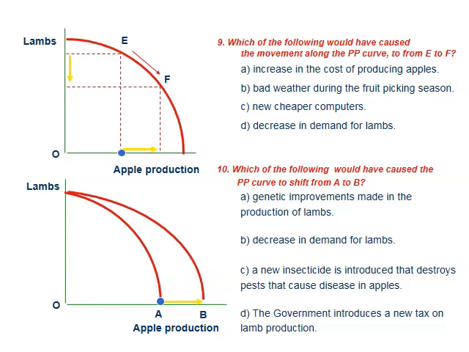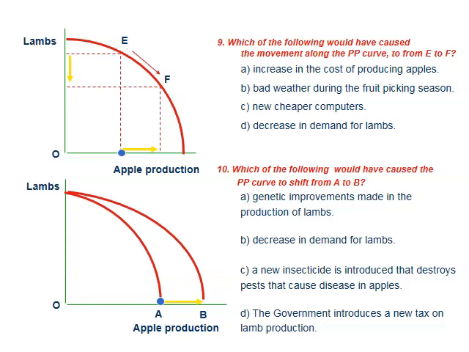Bad weather during the fruit picking season would mean that the amount of apples harvested would be less, so apple production would decrease, not increase. New cheaper computers, well, there's not an obvious relationship or link between computers and apple production, so probably we could not really know the influence of that on apple production.